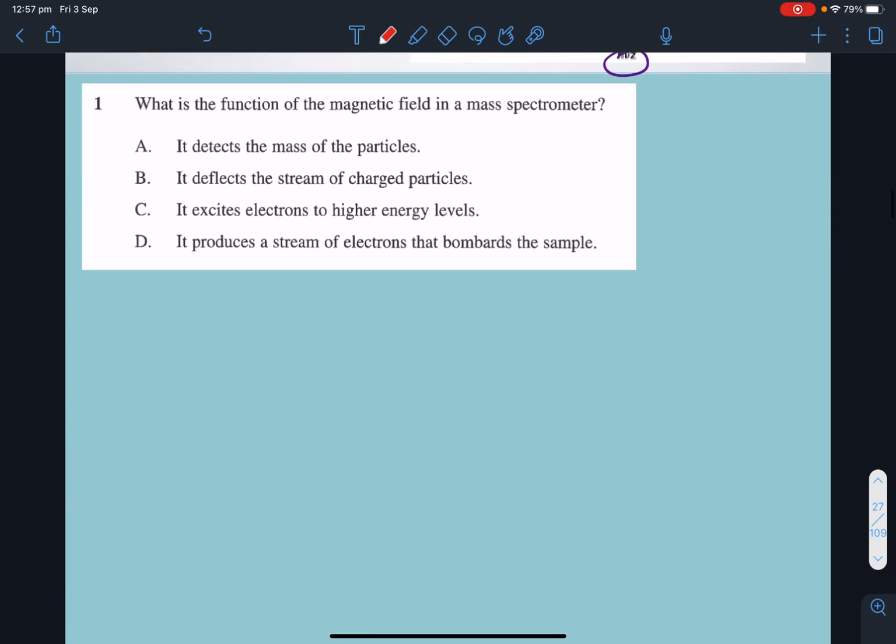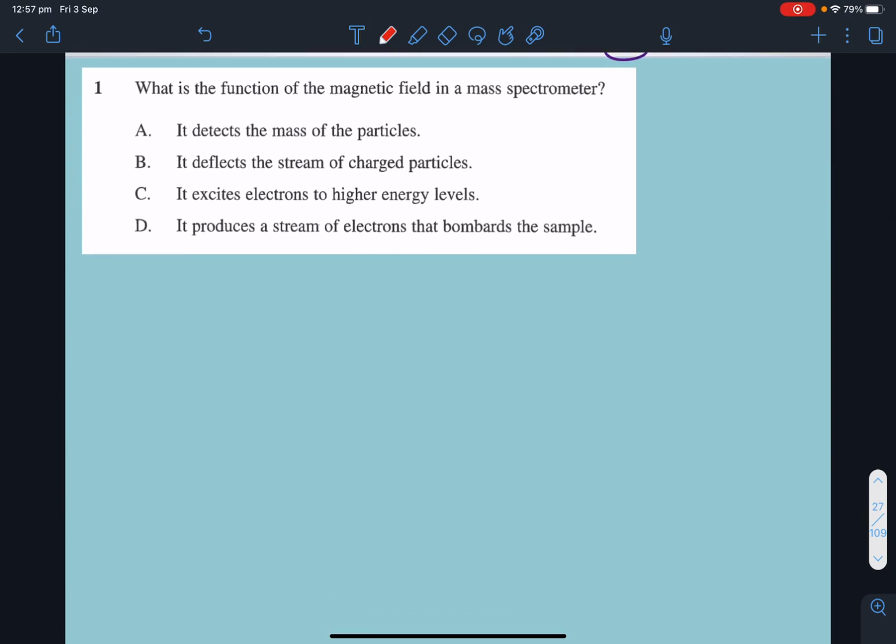What is the function of the magnetic field in a mass spectrometer? Past paper exam question here. It detects the mass of particles. No, the detector detects that. It deflects the stream of charged particles. It sure does. All right, let's check the other ones.